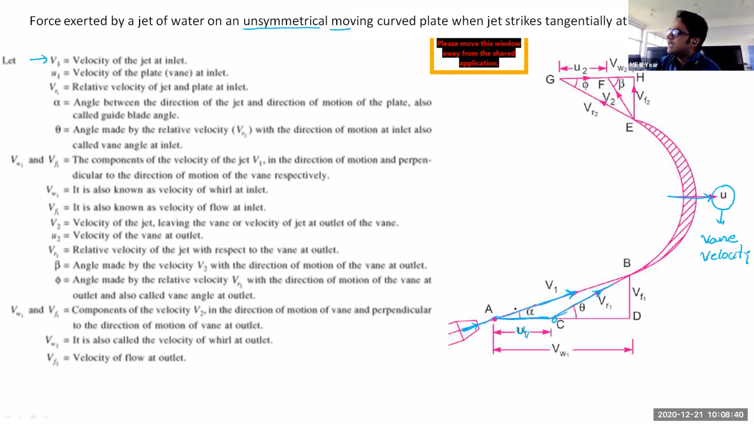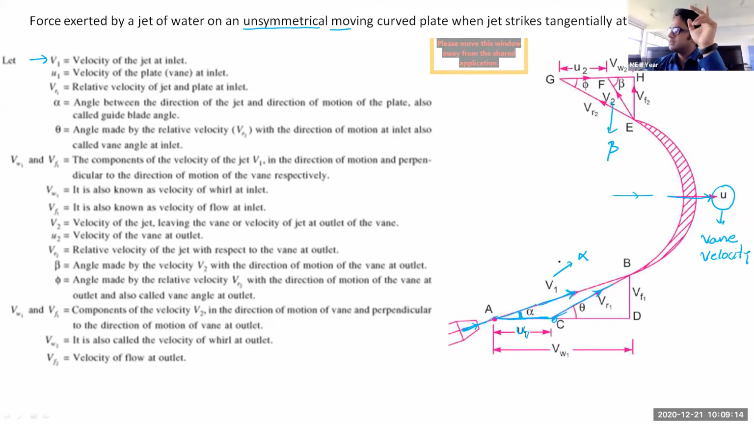And this alpha is the angle between the jet velocity and the horizontal direction, or you can say the direction of the motion of your vane. So this is your angle alpha. Same you will get on the reverse side also. For remembering purpose, alpha and beta: V1 will make angle alpha, keep this in your mind, and V2 will make an angle beta.